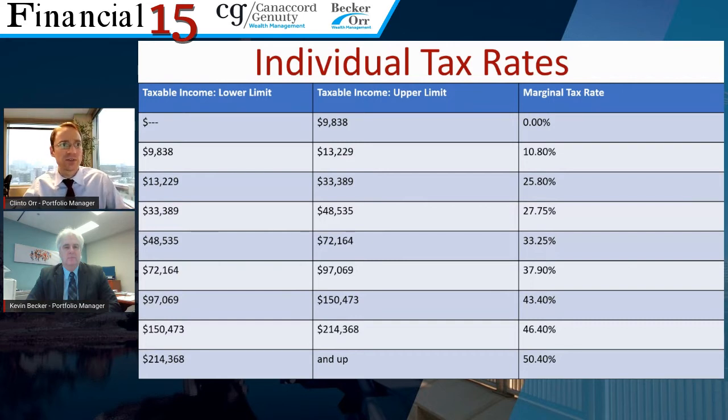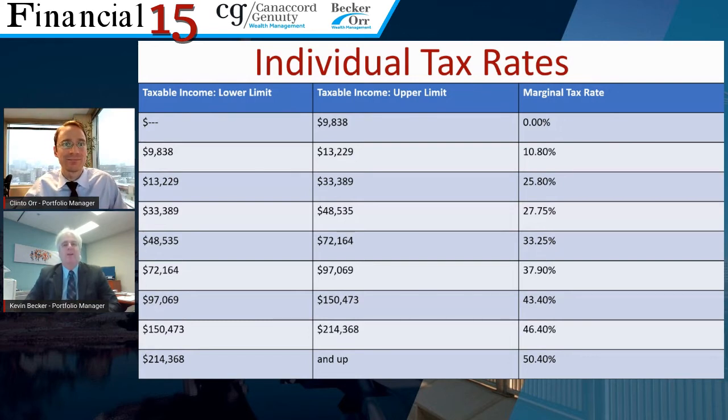And then the other question is, so we put some money in, how much do you put into the RSP? What kind of deduction would you want to make, Kevin? Well, it all depends on how much you want to lower it down. If you're making $80,000 a year, you're going to need to put in at least $8,000 to bring it down below that 72, so that you're going to get back into that marginal tax bracket of around 33.25 as opposed to the 37.90.